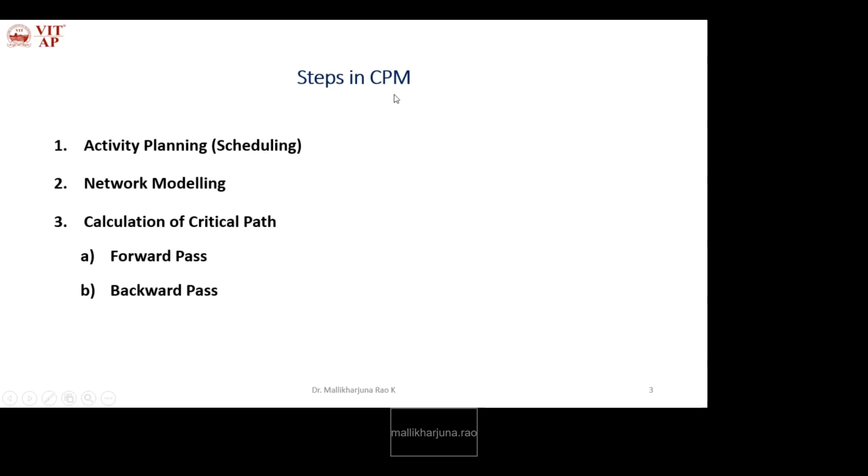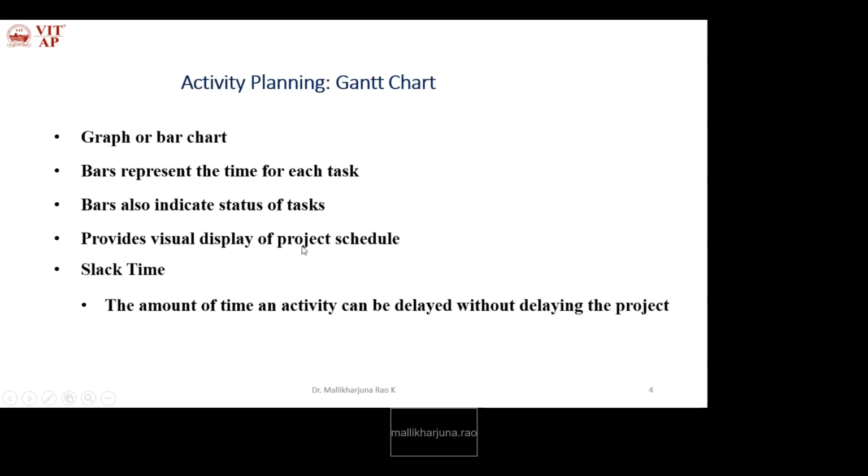So, steps in critical path analysis or critical path method. There are majorly three steps: activity planning, that is scheduling the activities from entry to exit, from day one to day n. Then modeling the network using the identified activities. Then calculation of the critical path using two techniques: forward pass and backward pass. How these forward pass and backward pass are used to calculate the critical path, we'll see in coming slides. So coming to the first step, activity planning.